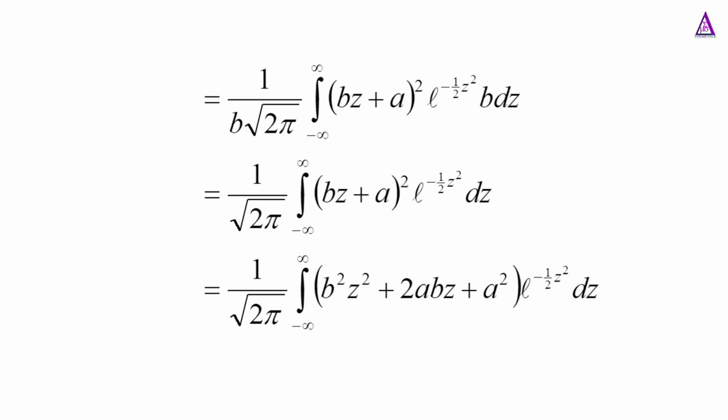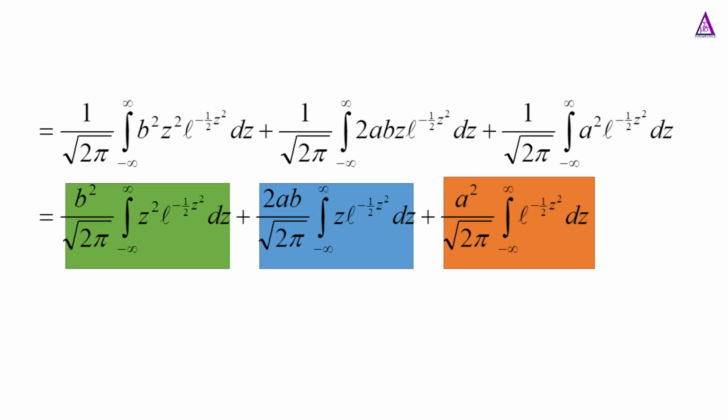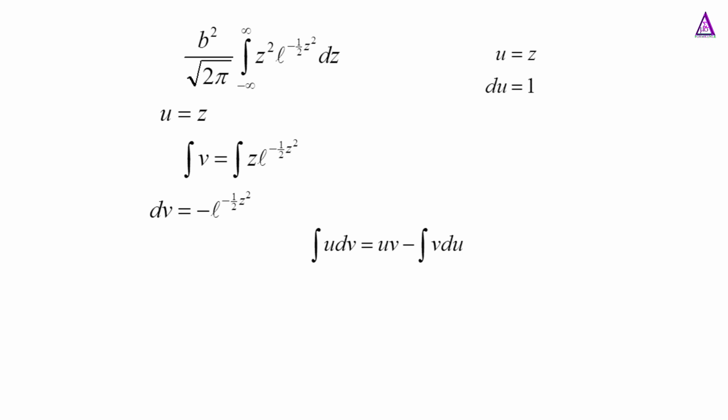So by using 1 divided by root 2 pi to open the bracket, we obtain this equation. And so therefore, we need to integrate each of these equations one after the other. That is exactly what we want to do now. The first part of the equation before, which is b squared divided by root 2 pi, integral from negative infinity to positive infinity, z squared exponential raised to power negative 1 divided by 2 z squared dx.